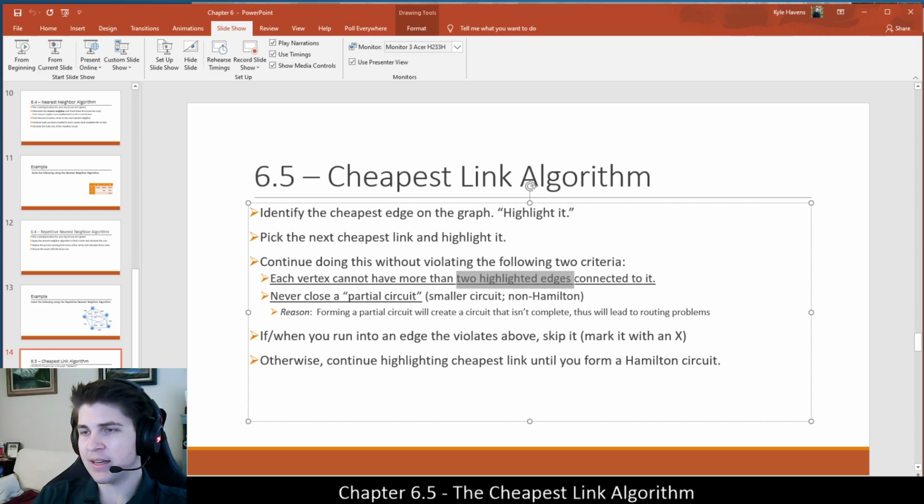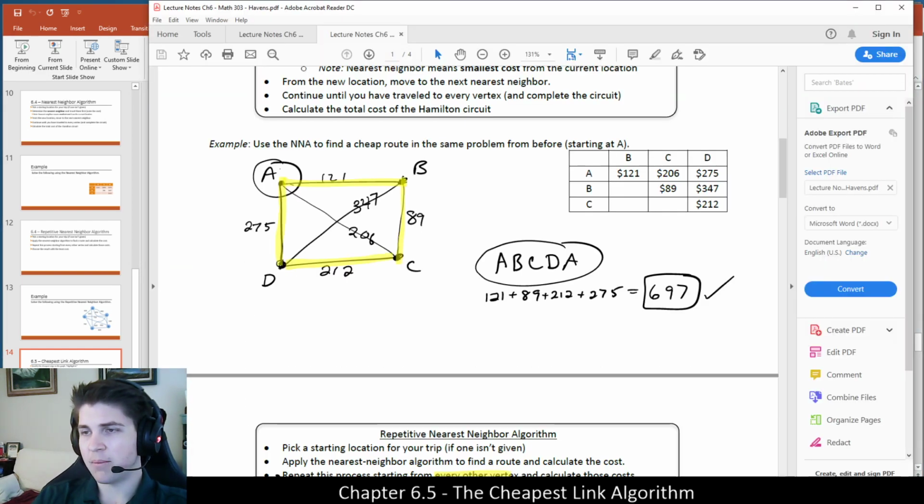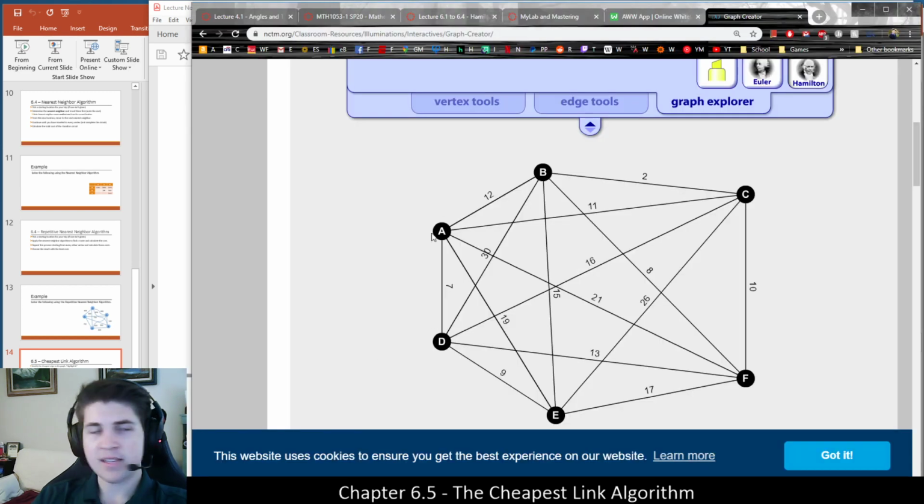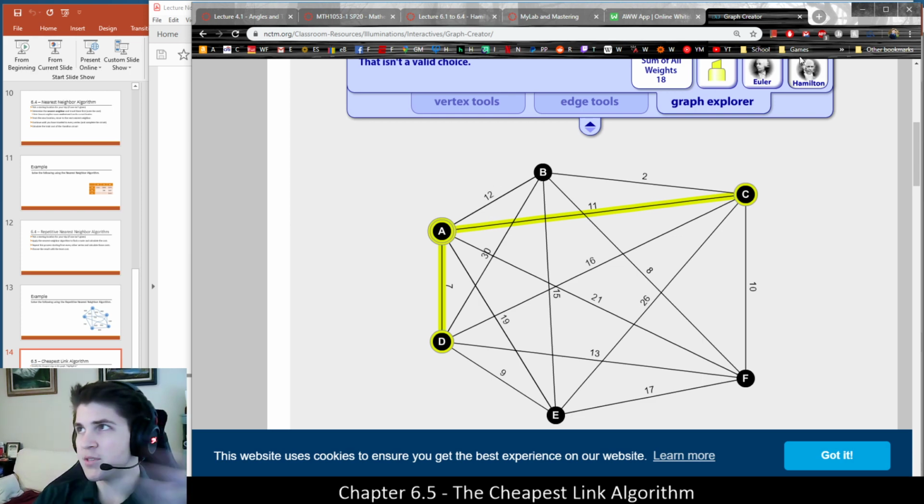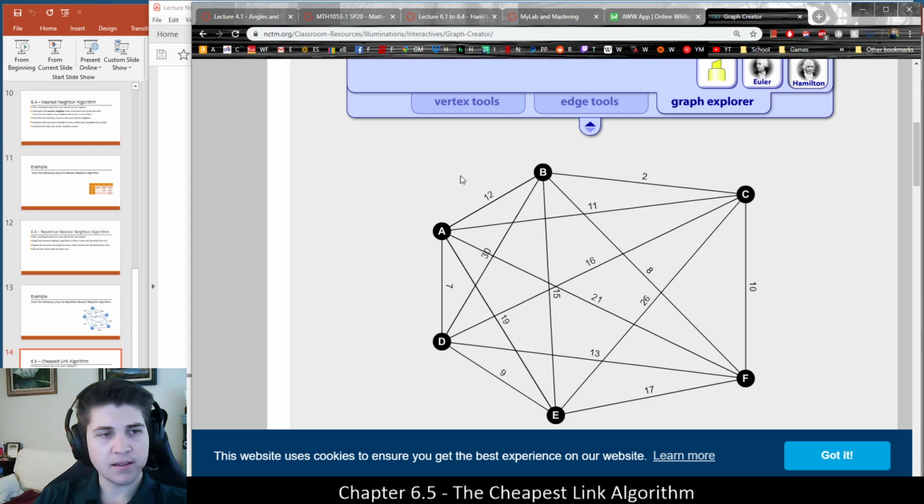So like in an example, let's say we have A and we highlight this one and this one. We're not allowed to then highlight B to A. And notice that if I'm trying to do this on the graph creator, it said that that isn't a valid choice. I'm attempting to click on this one, but you can't see me click. So anyways, you're not allowed to highlight more than two edges going into one vertex.